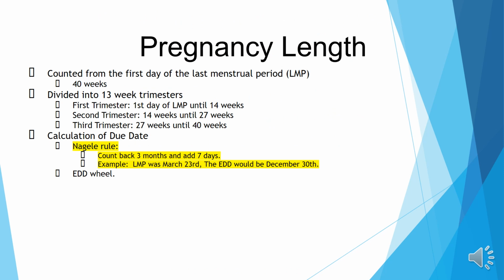So pregnancy length, we've talked about this immensely, but we're going to talk a little bit more in depth. We count from the first day of the last menstrual period to 40 weeks, right? So 40 weeks is a full-term pregnancy. We divide our pregnancy into 13-week trimesters. So the first trimester is the first day of your LMP until you're 14 weeks pregnant. Second trimester is 14 weeks until 27 weeks. And your third trimester is 27 weeks until 40 weeks.